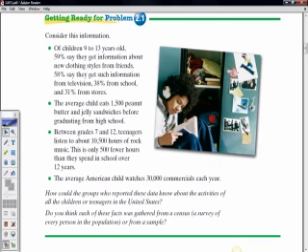So, some questions to consider with your partner. How could the groups who reported these data know about the activities of the children or the teenagers in the United States? So, how did they gather this information? What are some possibilities there?